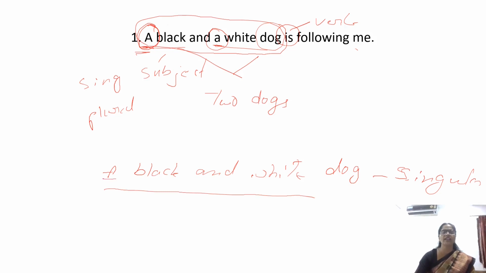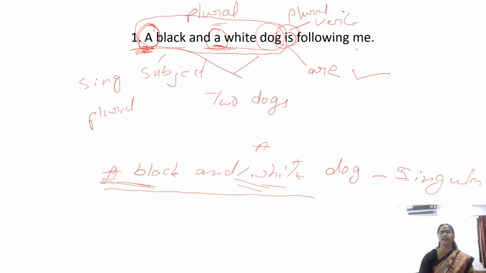But if an article is used for both, a black and a white dog, then we are talking about two dogs. One is a black color dog and another one is a white color dog. So here we have two dogs, and our subject is plural. A plural subject takes a plural verb. So in place of is, we need to write are. A black and a white dog are following me is the correct answer.